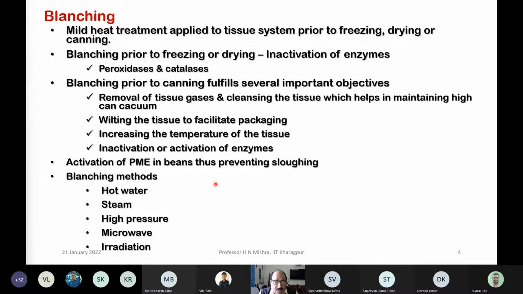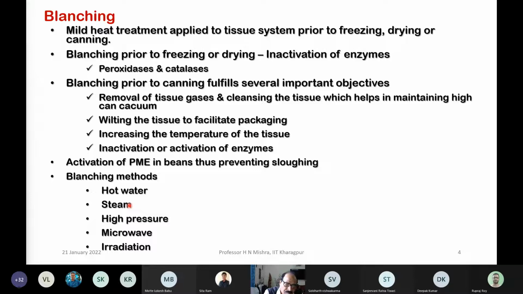So these are the objectives of blanching prior to canning as well as prior to drying or freezing. Okay, and the methods for blanching: it may be hot water, as the case may be, dipped in hot water, by the LTLT method, low temperature long time, or high temperature short time, either by direct dipping in boiling water, or in a water bath maintained at a particular temperature, with the material suitably packaged. Or it may be steam blanching, pressure blanching, or even open atmospheric steam blanching.